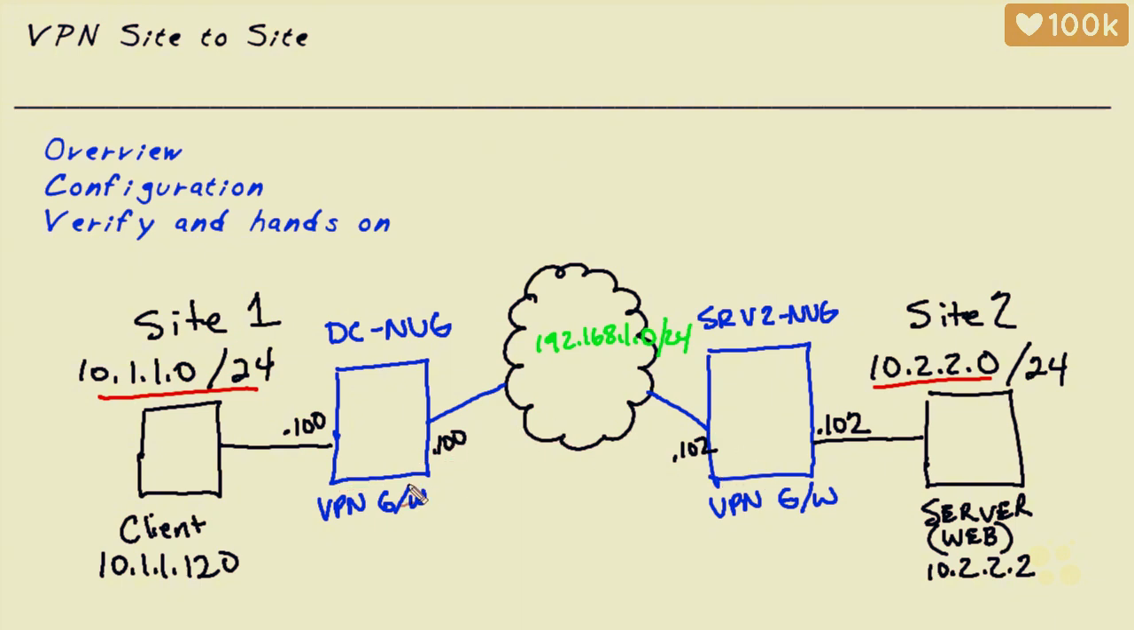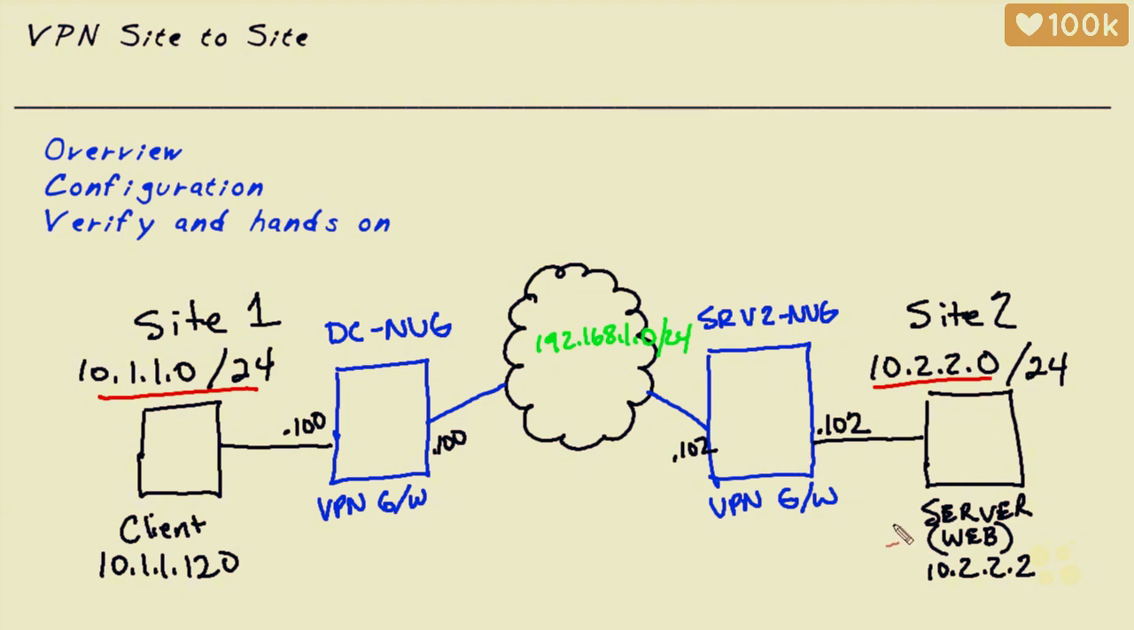Now, the ultimate goal here is that when the client at site 1 needs to access resources at site 2, the traffic would be forwarded over to DCNUG, who would identify that as traffic that needed to be encrypted and tunneled and shipped over to its VPN peer, server 2, who would then decrypt that data and then forward the packets naked onto its final destination.